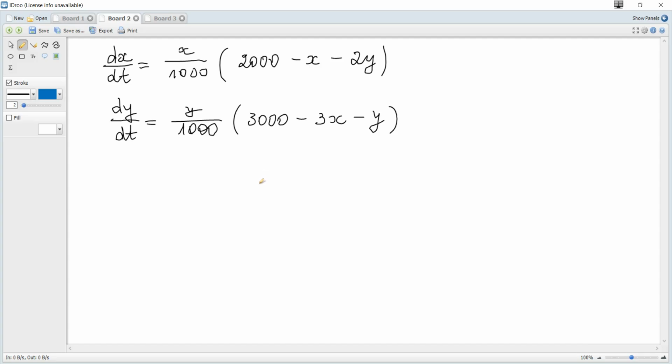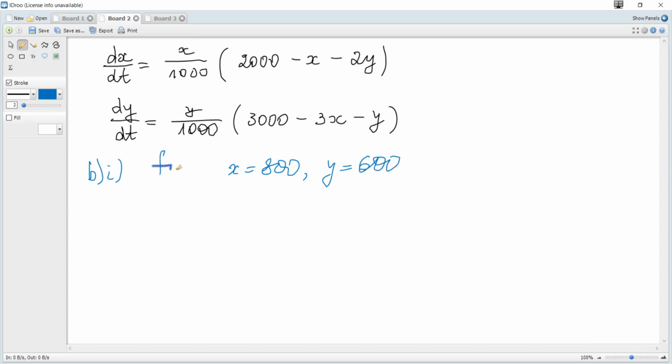The next, let y be the number of black squirrels in the woodland, and it is given that the populations can be modeled by the next differential equations. T is measured in tens of years. An equilibrium point for the populations occurs when both dx over dt is 0 and dy over dt is 0. Question B. Verify that x is 800 and y is 600 is an equilibrium point.